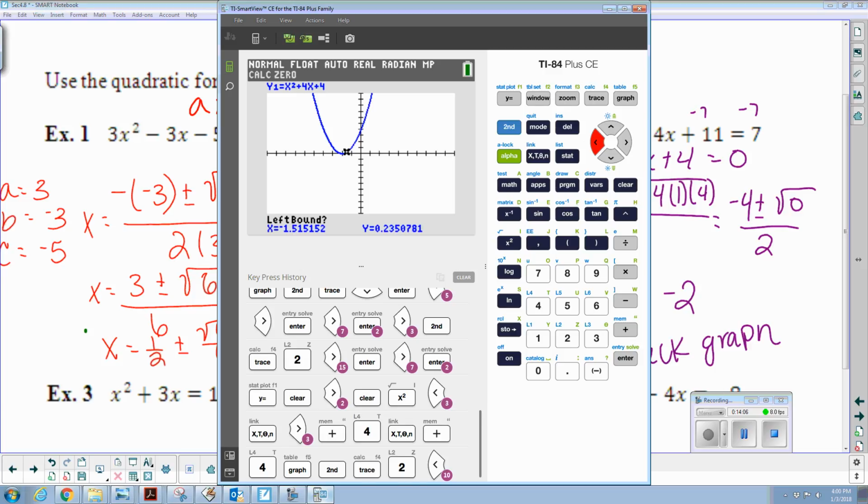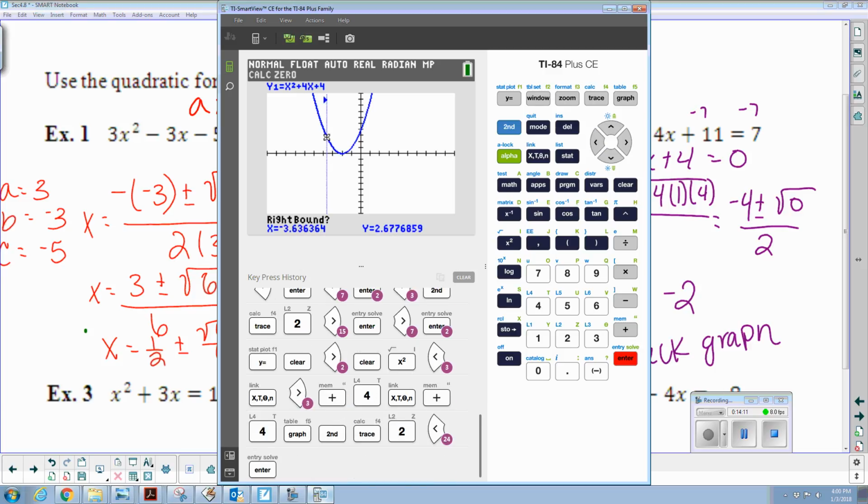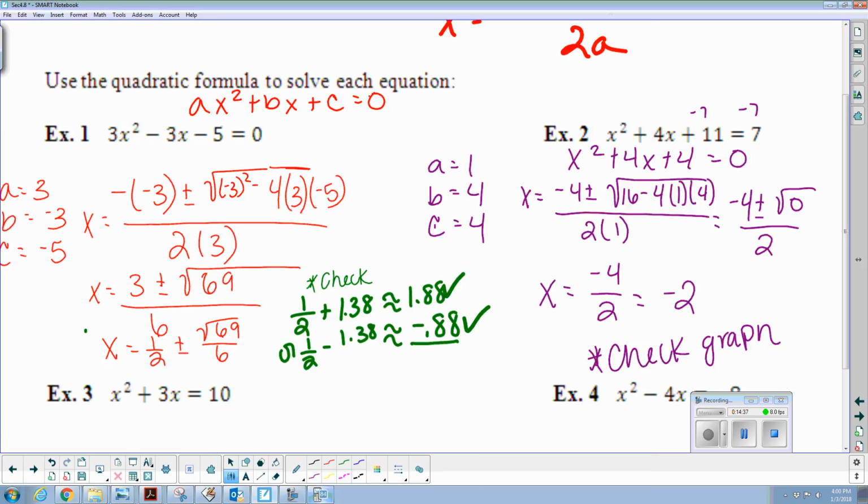and it asks you for the left bound first, and looks like this one hits the graph exactly. The minimum looks like it is your intercept. So our calculator gives us negative 2.000001, which is basically negative 2, when y is 0. So negative 2, that answer checks out.